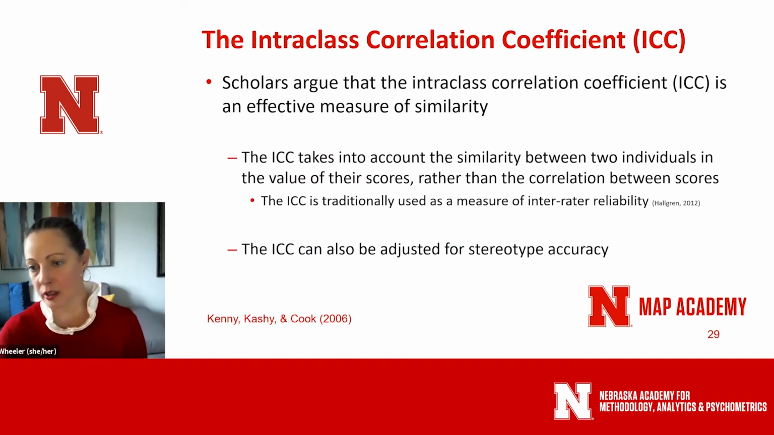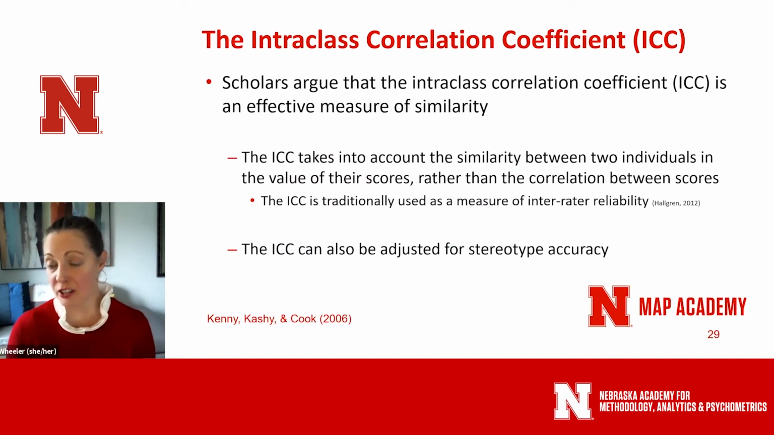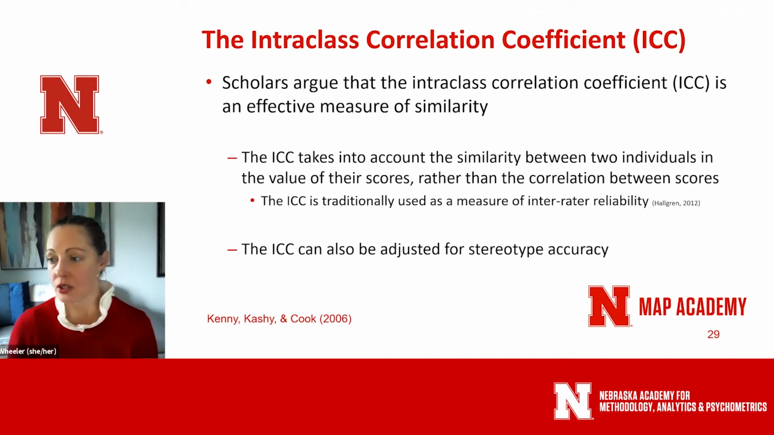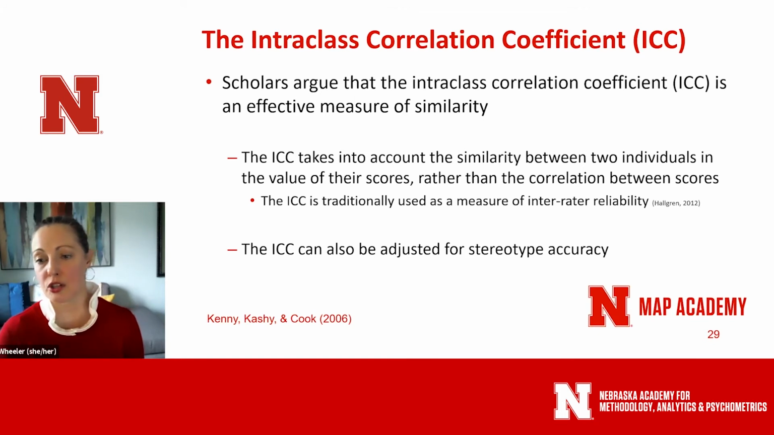So scholars argue that the interclass correlation coefficient is an effective measure of similarity. The ICC takes into account the similarity between two individuals and the value of their scores, rather than just the correlation between their scores. So many of you who have heard of the interclass correlation, maybe you've heard about it in the traditional context of a measure of inter-rater reliability. So it's another way to think about the score, and we're now applying this to the context of dyadic data. The ICC is also recommended given that it can be adjusted for stereotype accuracy.